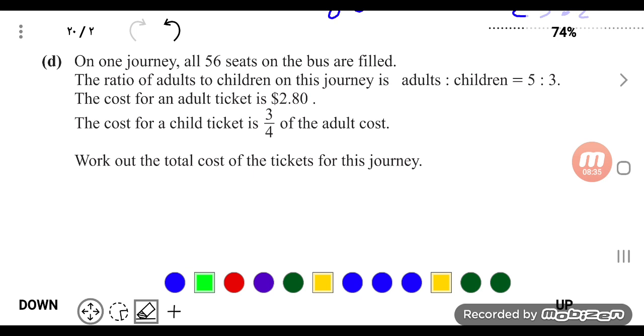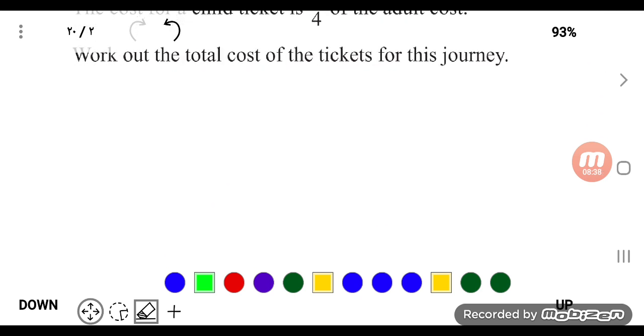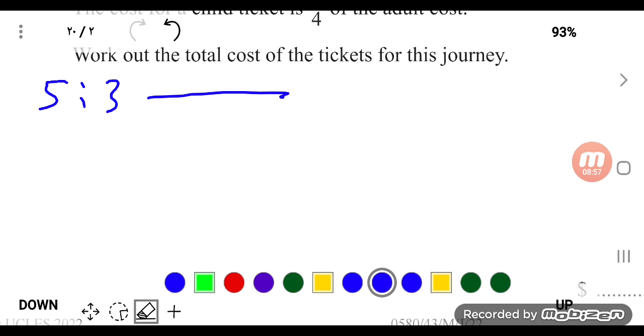So here you have to do two things. First of all, you have to find the number of adults and the number of children. And here you use the ratio which is given to you in the question, 5 to 3. So the ratio is 5 to 3. First step, you can add the ratio. You get 8. Now here, the total number of seats is 56. How many adults? We don't know. Let's label it A. How many children? We don't know. Let's label it C.